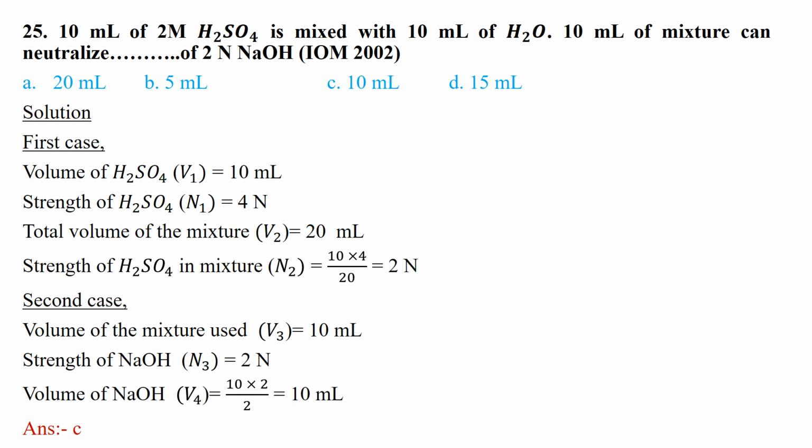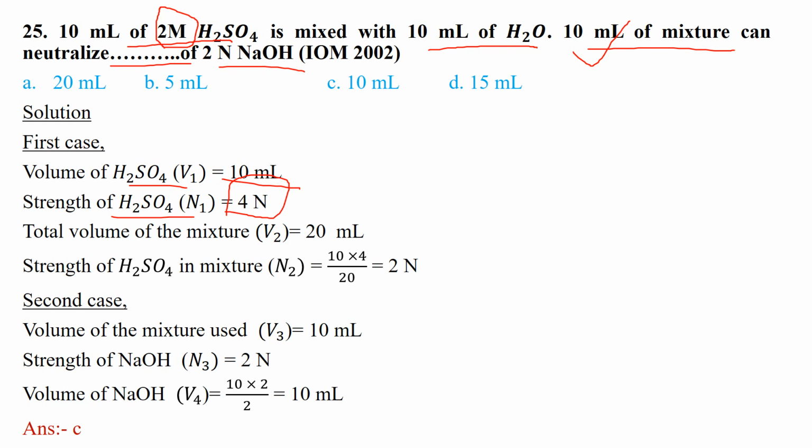10 ml of 2 molar H2SO4 is mixed with 10 ml of H2O. Then how much 2 normal NaOH can 10 ml of the mixture neutralize? We have to calculate the volume of NaOH that can be neutralized by 10 ml of the H2SO4 mixture. Volume of H2SO4 given is 10 ml. Strength of H2SO4 is 4 normal. Here 2 molar is given, so 2 molar is equal to 4 normal in case of H2SO4. I have already discussed this.